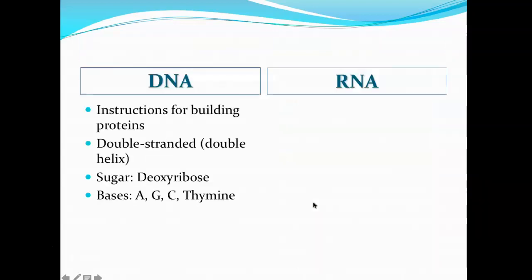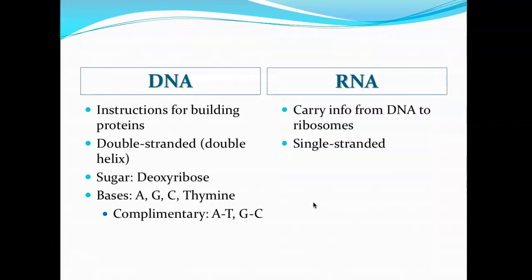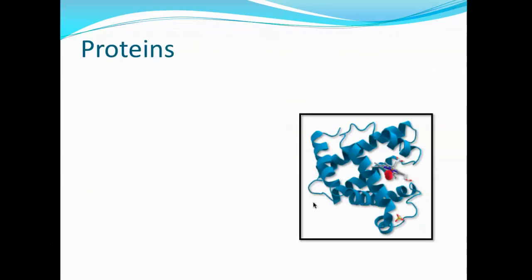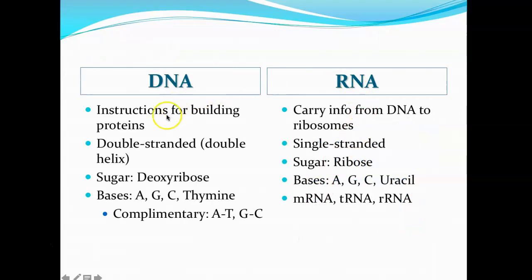Awesome. The other differences are, for humans, DNA is going to sit in the nucleus and it's going to code for RNA. So that's a good way to remember it. DNA codes for RNA, and then RNA codes for proteins. So DNA codes for RNA, RNA codes for proteins. And they also have different sugars. DNA has a sugar called deoxyribose. RNA has a sugar called ribose.